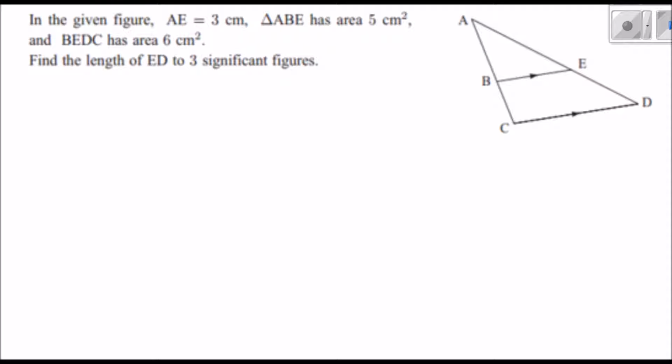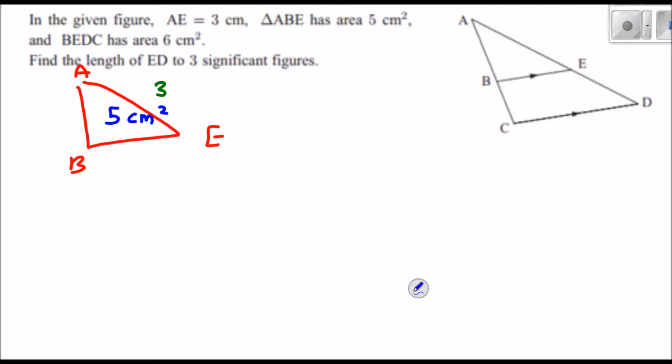That's always a really, really good idea. And notice also we've got some parallel lines. Maybe that's kind of significant, maybe not. Okay, so let's draw our little baby down. So I'm going to draw the little one first. A little triangle. And label it A, B, E. And mark in any length we've got. We know that this one is 3. And we know it's got an area of 5 cm squared. So that's our original. That's why I've done it in red.